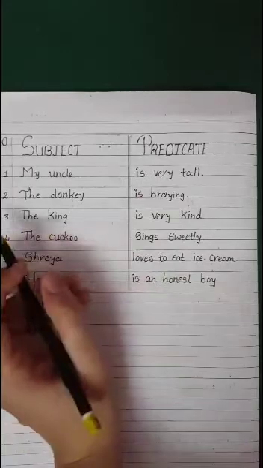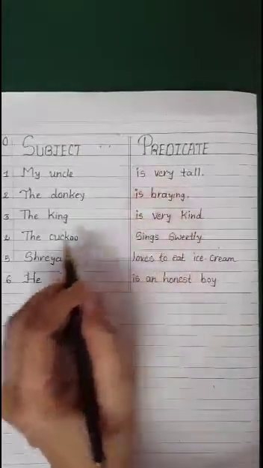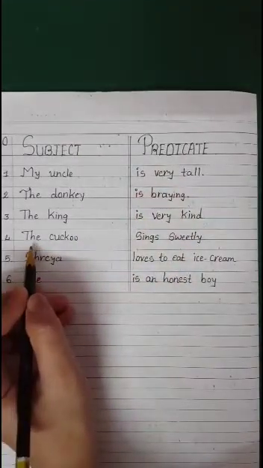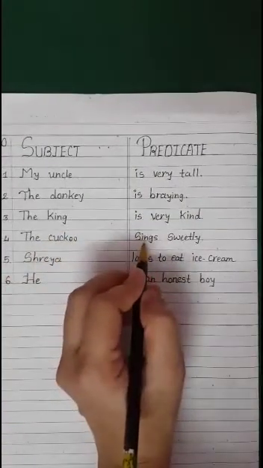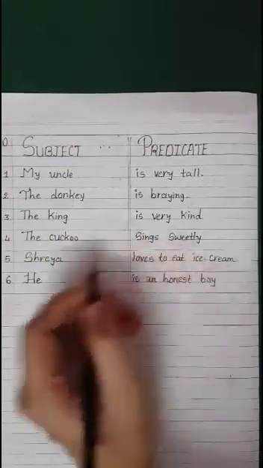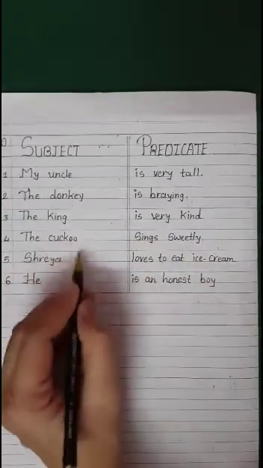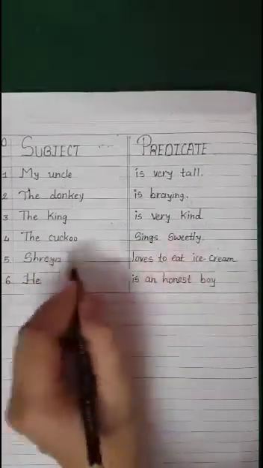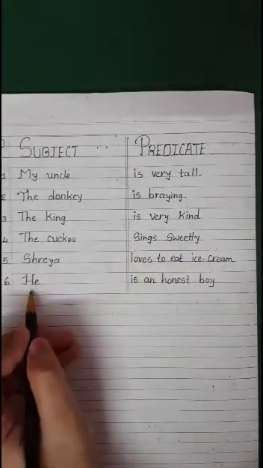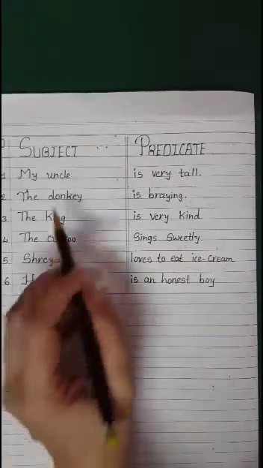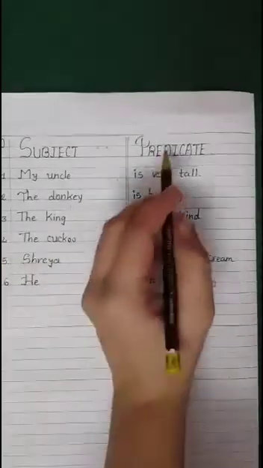Number 3, the king is very kind. Here the king is the subject and is very kind is the predicate. Number 4, the cuckoo sings sweetly. The cuckoo is the subject and the action done by the cuckoo is sings sweetly. Number 5, Shreya loves to eat ice cream. Here the subject is Shreya and the action done by Shreya is loves to eat ice cream. Number 6, he is an honest boy. Here he is the subject and is an honest boy is the predicate.